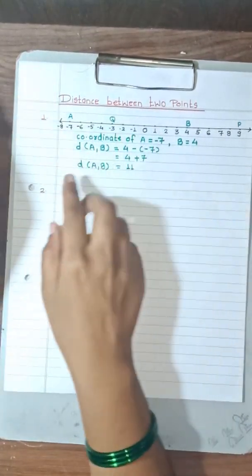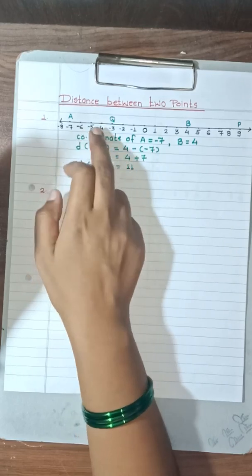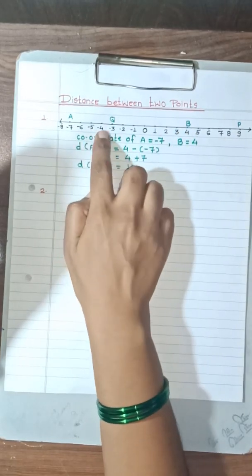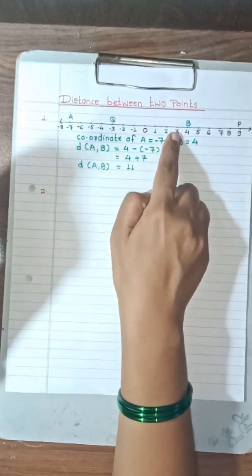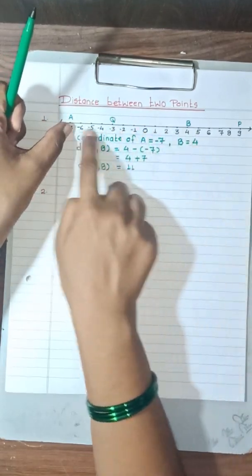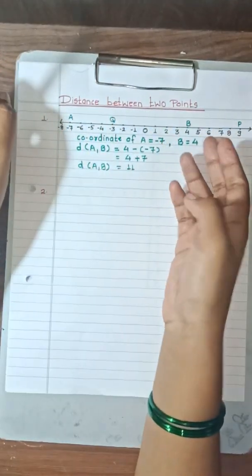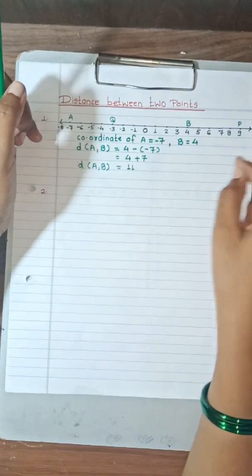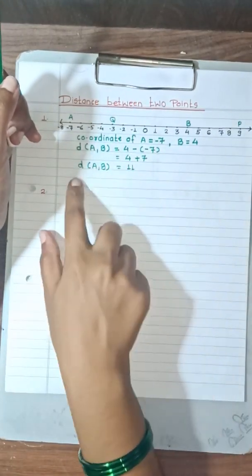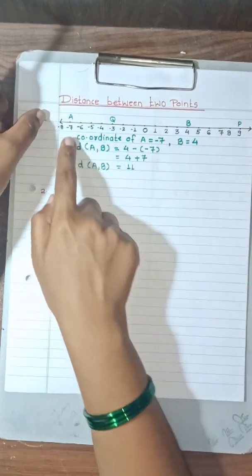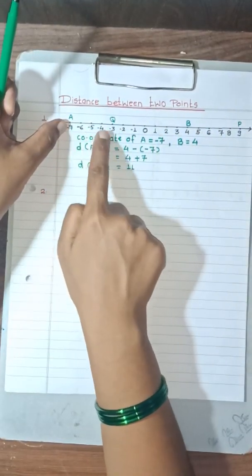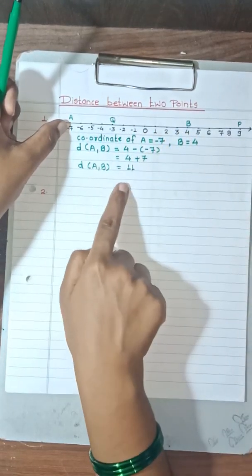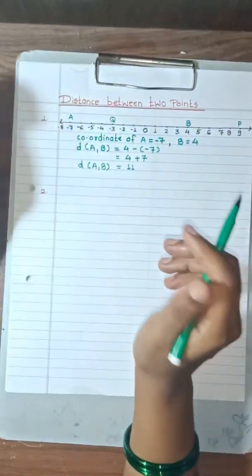Got it everyone? Now suppose you count from here: 1, 2, 3, 4, 5, 6, 7, 8, 9, 10 and 11. So you saw the distance between A and B is 11. If you count with your fingers, it is also 11. But we don't have to count. We don't have so much time in the examination to go on counting this way. So we have to solve it in this way to get the distance between 2 points. Once again I will show you the distance between A and B: 1, 2, 3, 4, 5, 6, 7, 8, 9, 10, 11. So what we got here? 11. In the same way we'll find out distance PQ.